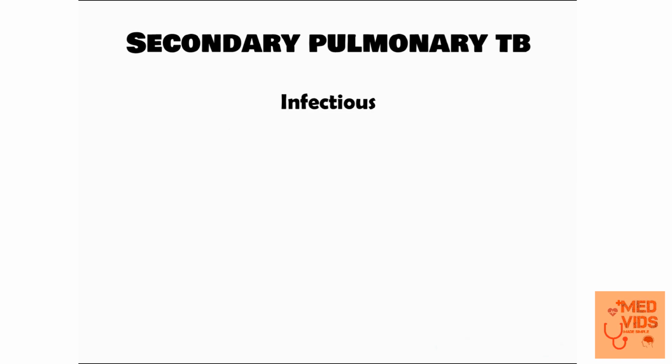Secondary pulmonary tuberculosis is infectious because these patients will have cavitary lesions and excessive production of cough with expectoration, which is going to contain so many tuberculous bacilli, and it's going to spread the infection to the nearby people, the contacts, the susceptible contacts especially. So secondary pulmonary tuberculosis is infectious.